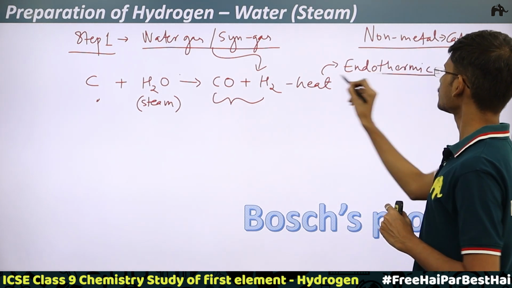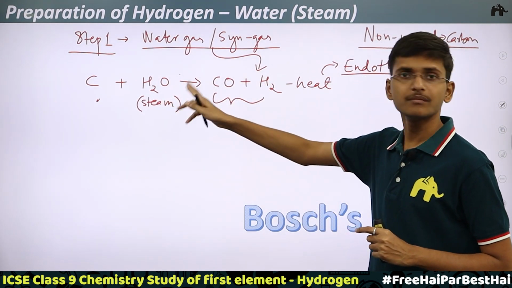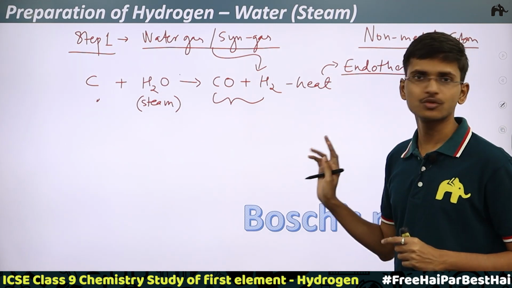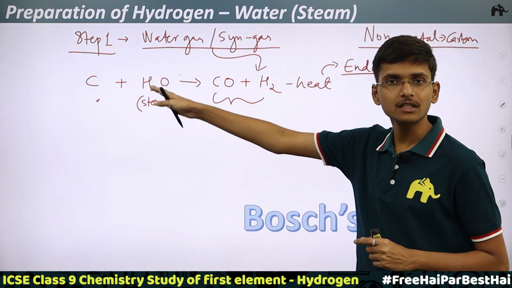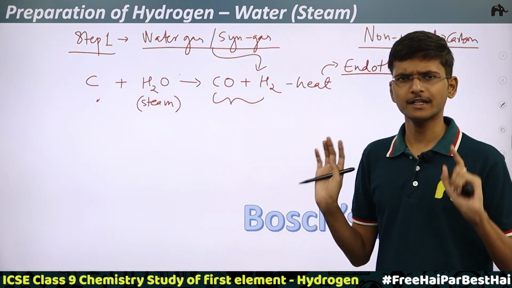Understood? You can write this minus heat here also. Carbon plus steam plus heat gives carbon monoxide and H2. Now when we write plus heat in the reactant side, it is an endothermic reaction because heat is being absorbed. We have studied all those things, right?